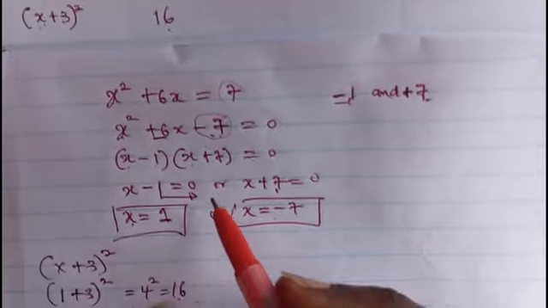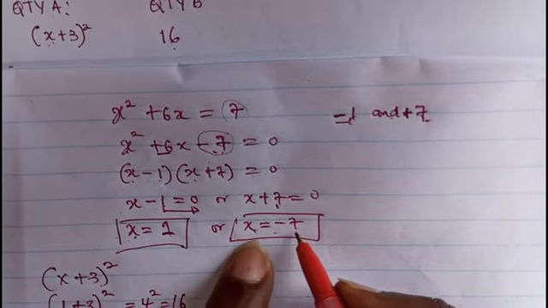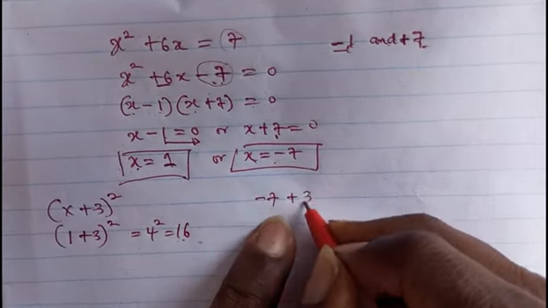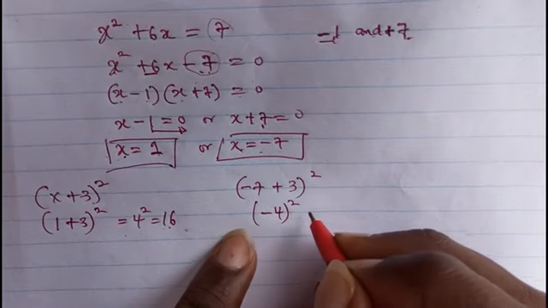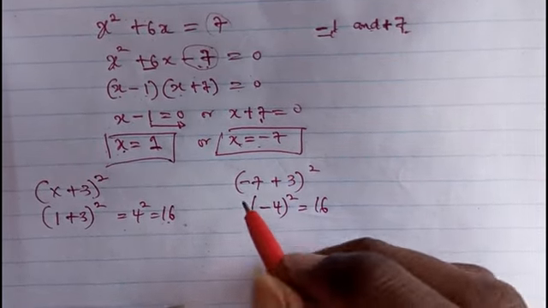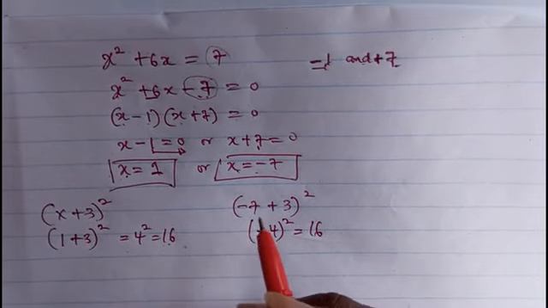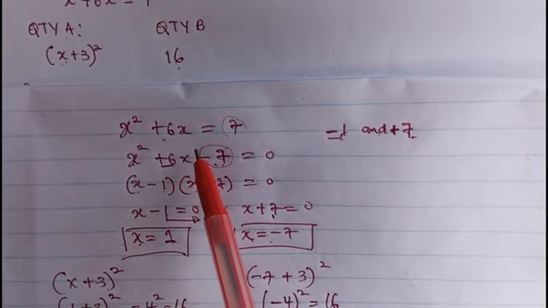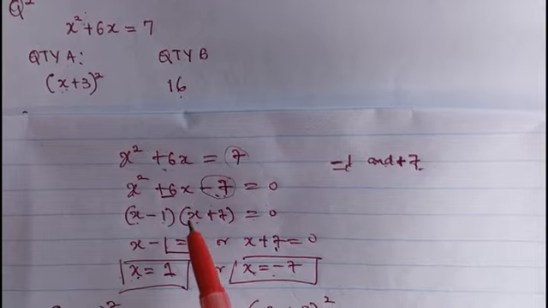But we will not conclude at this point. We still need to check the other value of x, which is minus 7. So you plug in minus 7, you have minus 7 plus 3 all squared, which gives minus 4 all squared, which still gives 16. Now we can finally conclude that quantity a and quantity b are equal. The other way you can solve this question is by completing the square. Completing the square is much easier and faster if you really know how to do it.